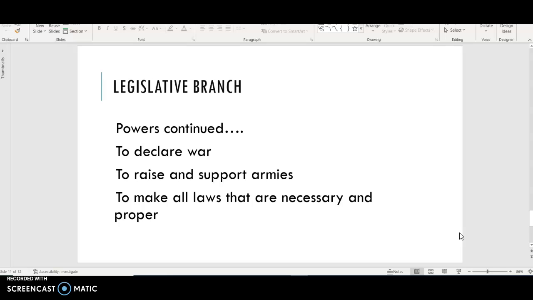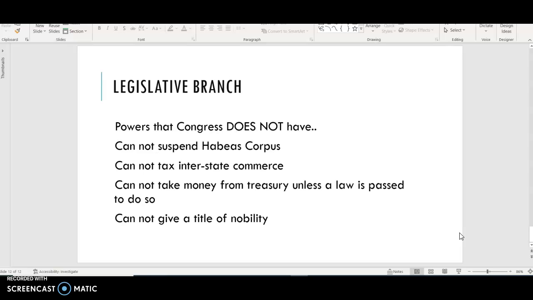They can also declare war on another country. It has to go through both houses in order to declare war. They can raise and support armies. What that means is they can decide to get enough money to increase the amount of military we have, especially if we declare war on them. And they make all laws that are necessary and proper. So any laws that are needed to make our people happy or to fix any problems that we have in the country, they're the ones that have to create them and vote on them.